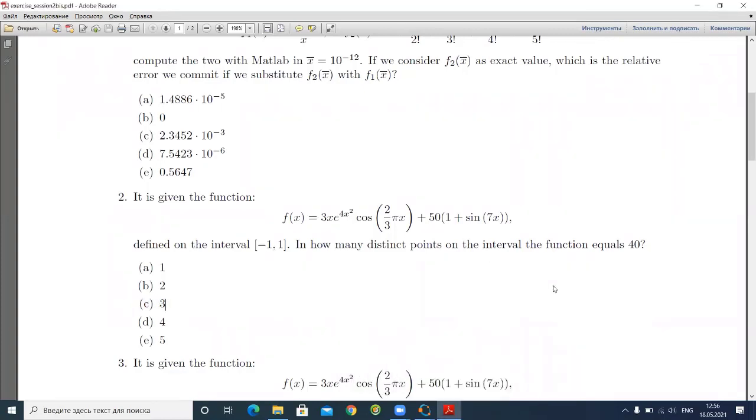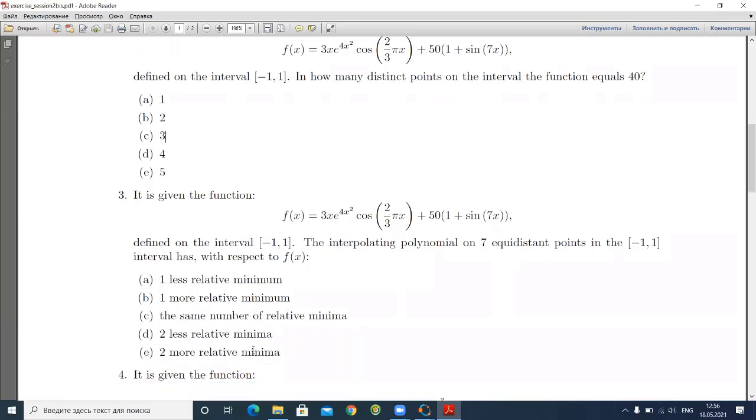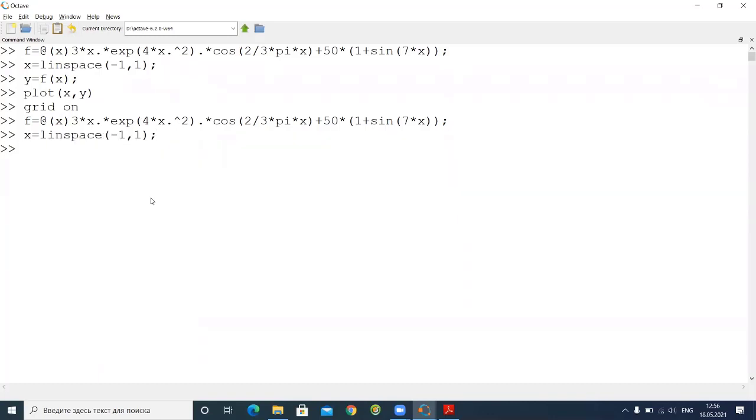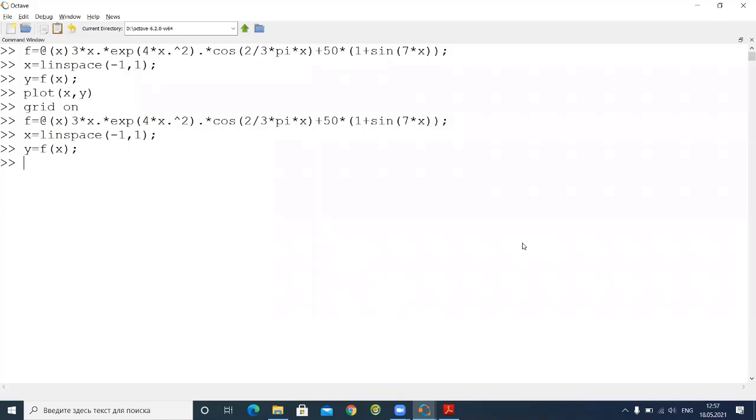Okay. Now, next one, it's given the same function f of x defined on the interval. The interpolating polynomial on 7 equidistant points in the interval -1 to 1, with respect to f of x. So we need to find here 7 equidistant points. So let's do it now. We have the same function, this x linspace. We have y. And now we need to find the interpolating polynomial on 7 equidistant points. So how can we get this interpolating polynomial? We just enter new variables.